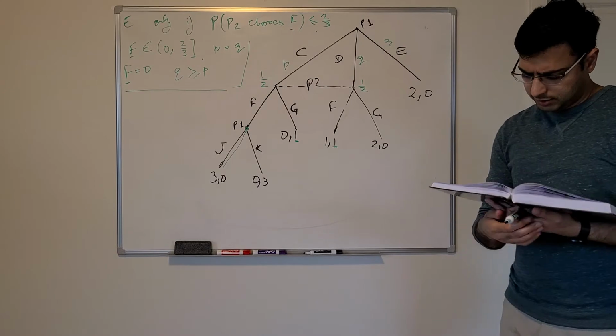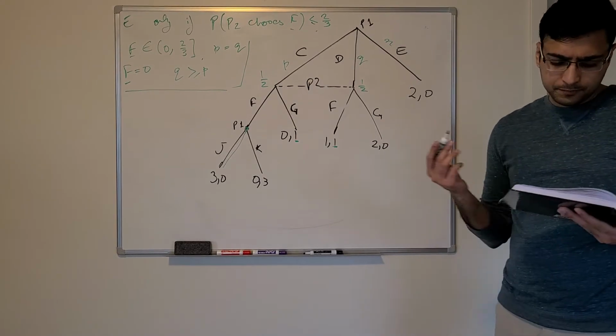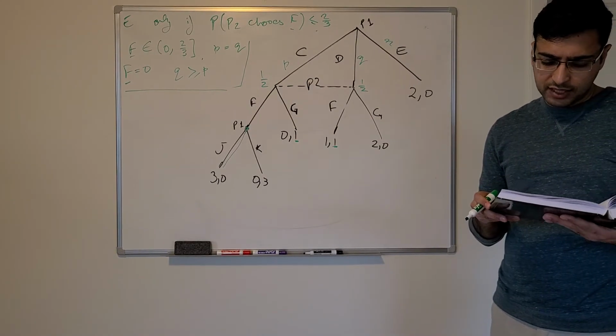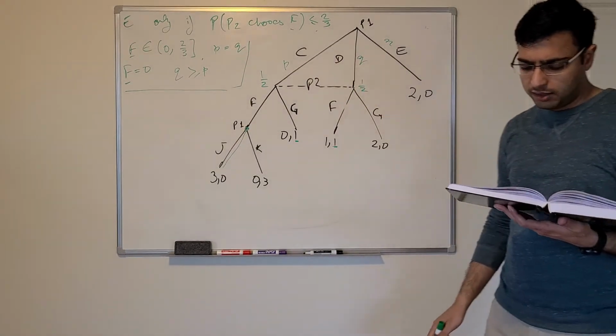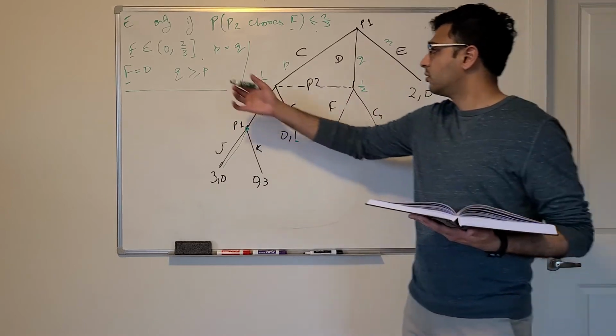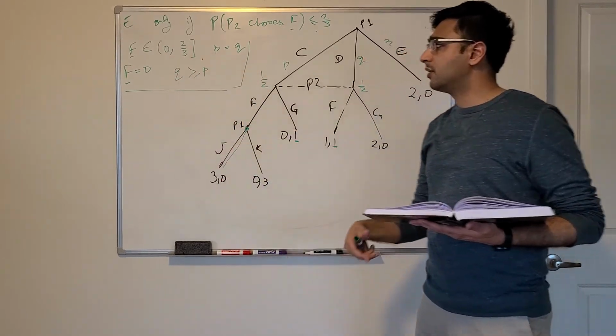Let's see. So any strategy of player 2 is optimal if player 2 believes that the history C happens with probability 1/2, and then you choose any F that's between 0 and 2/3.